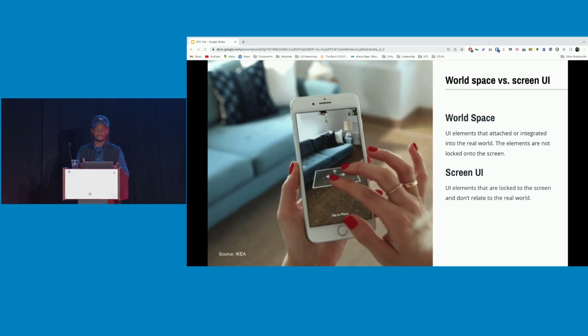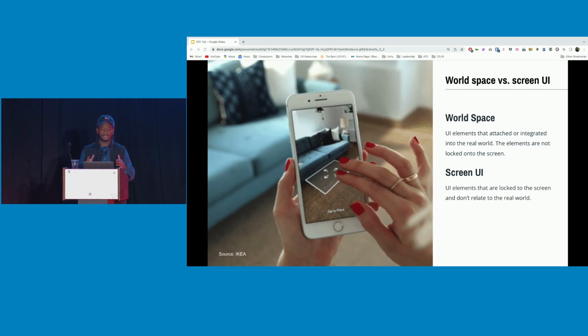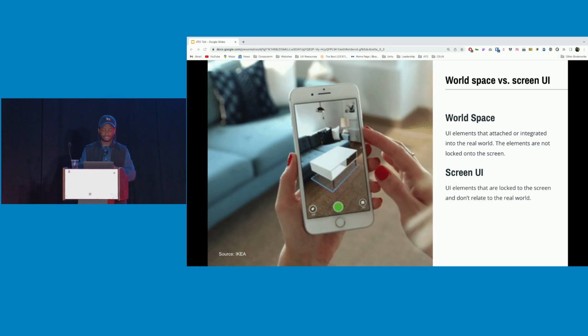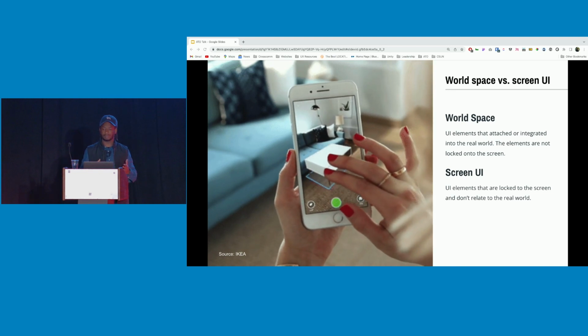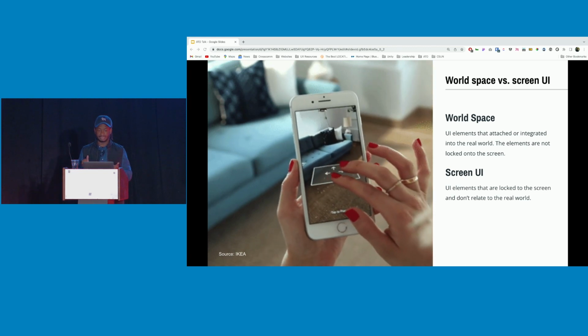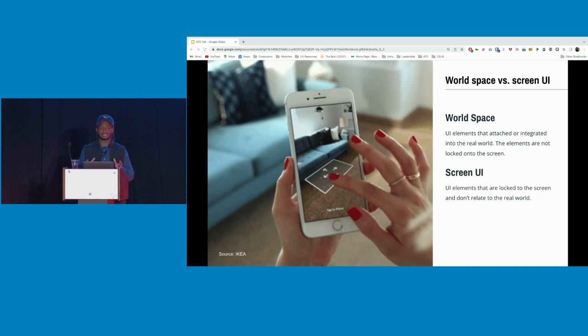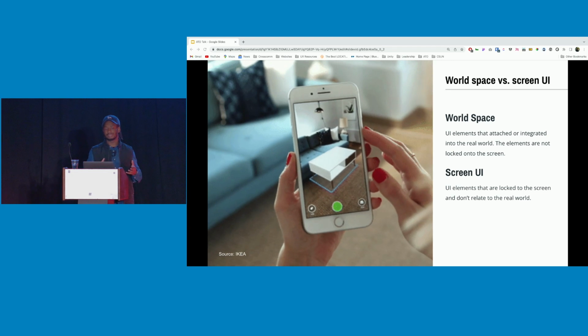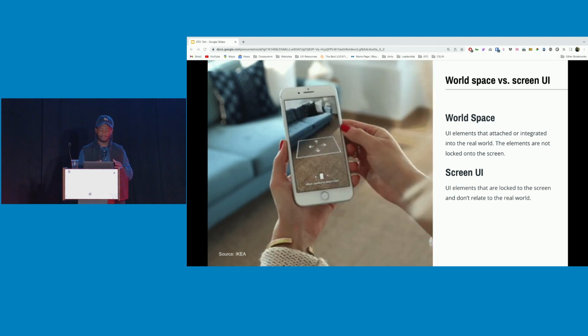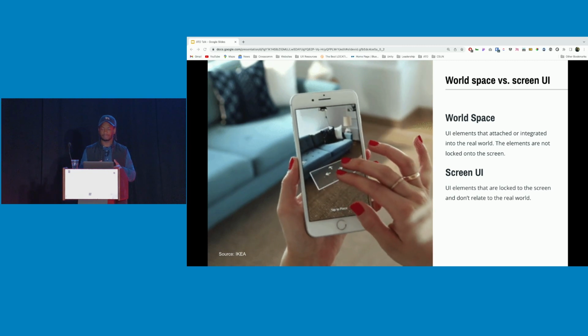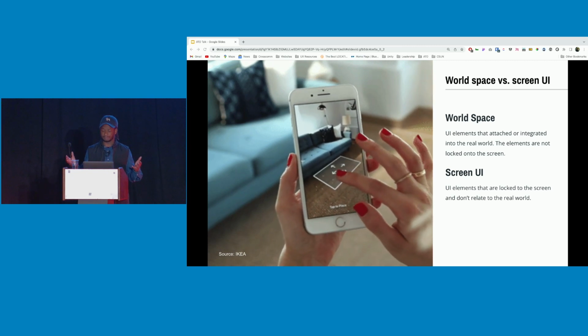Now, world space UI are things that are integrated into the real world. So in this case, that would be the desk that this person is moving and placing within the environment. Thanks, IKEA. And then screen UI are elements that are locked onto the screen, and usually these help you interact with world space UI elements. So that would be the green button that you see up here at the bottom and the icons surrounding it.